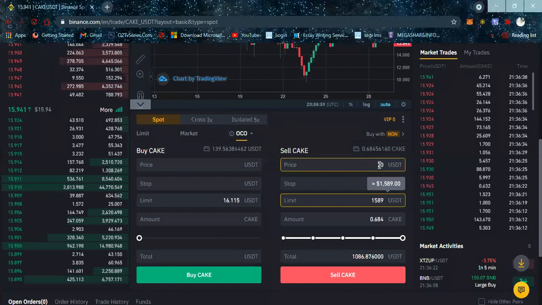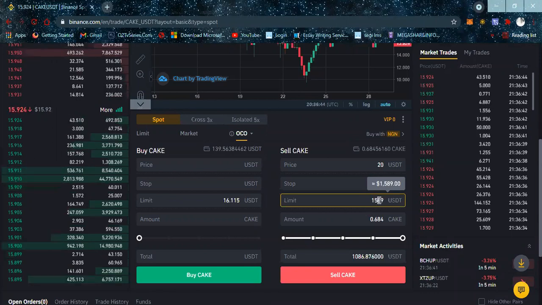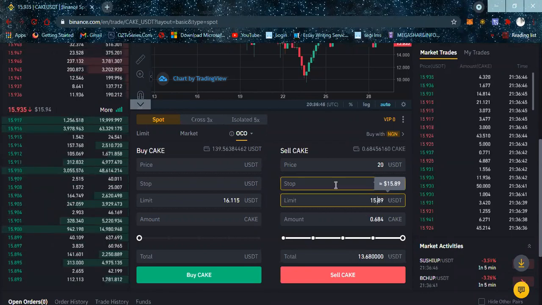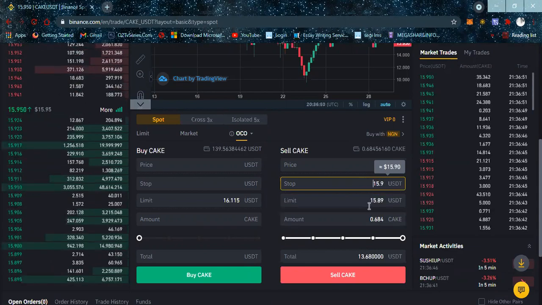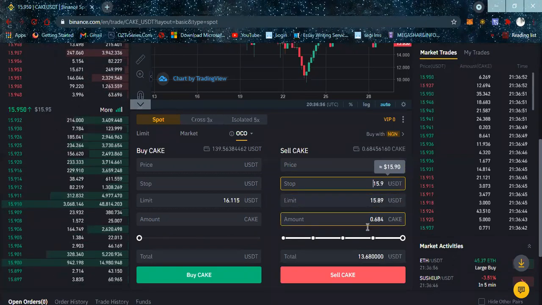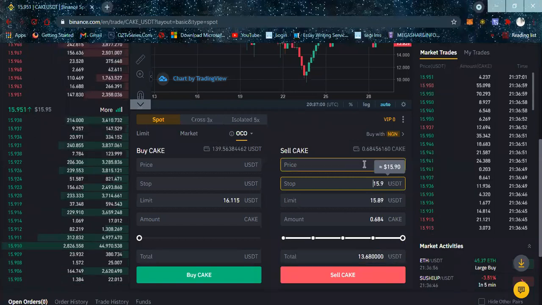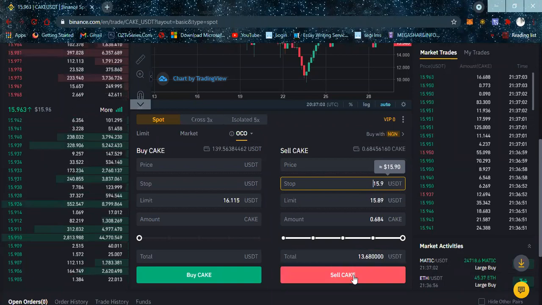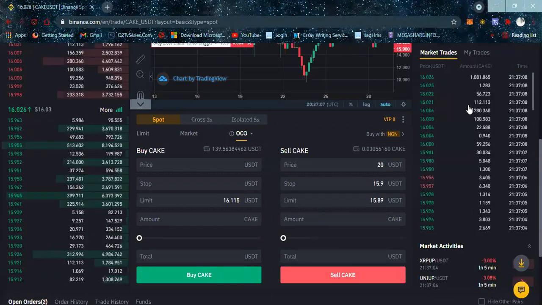But if it pumps to 20, you should sell off. But I think this is going to get filled. Okay, this is 15.9. This is your TP. These two are your trigger or stop limit, that is your stop loss. This is the amount of cake we can sell, and 100% means it's selling off at your TP price. So if I click on sell, the OCO sell order was created.